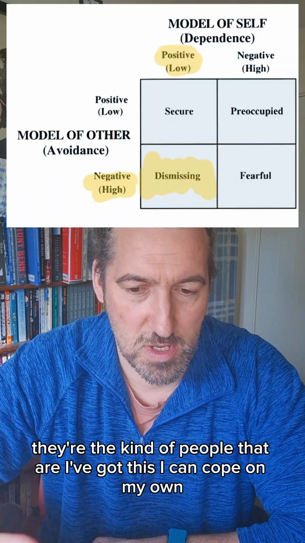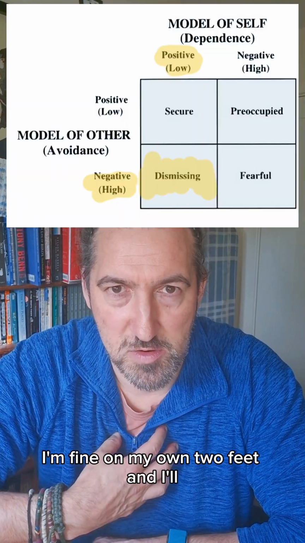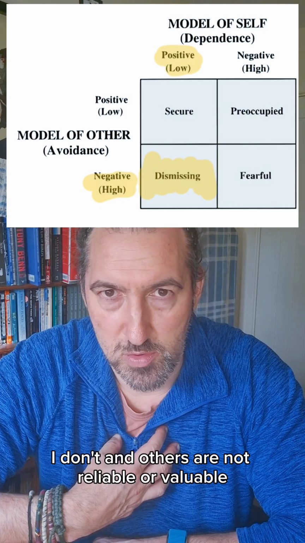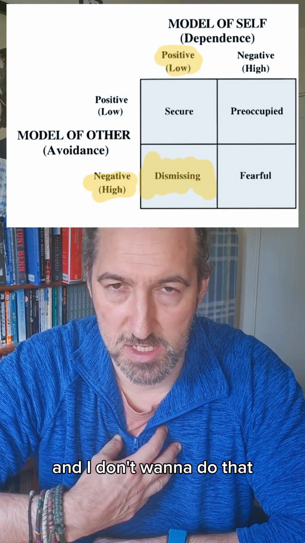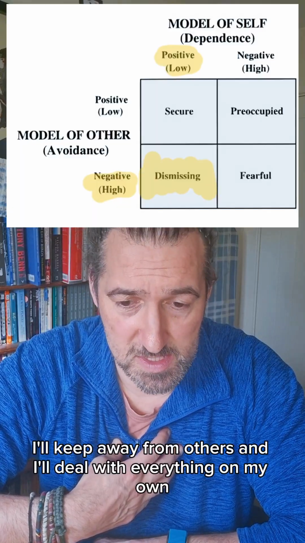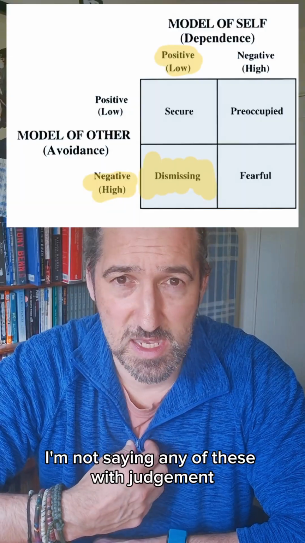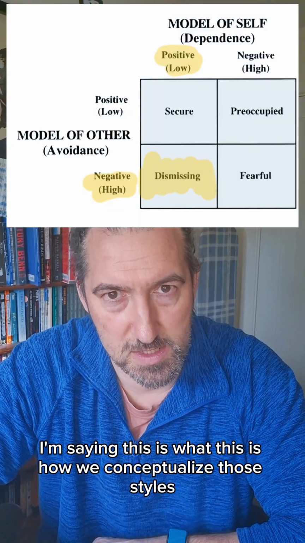They're the kind of people that are, I've got this, I can cope on my own, I'm fine on my own two feet, and others are not reliable or valuable, or getting close to them is not profitable to me, and I don't want to do that. That's your classic kind of, I'll keep away from others and I'll deal with everything on my own because I've got my own back. I'm not saying any of these with judgment. I'm saying this is how we conceptualize those styles.